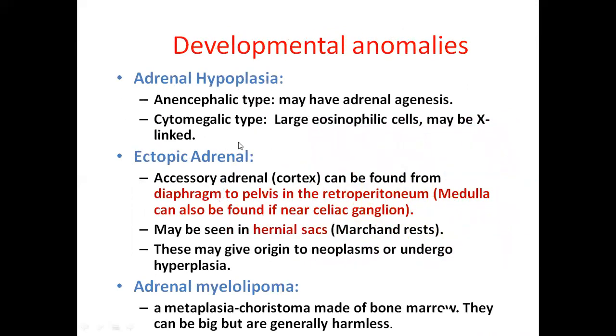Developmental anomalies: sometimes the adrenal gland may not develop properly, adrenal hyperplasia. Adrenal tissue may be present somewhere outside, not on the upper pole of the kidney but somewhere else, called ectopic adrenal, anywhere in the pelvis or behind the peritoneum. Myelolipoma is a condition where you are finding a tumor.